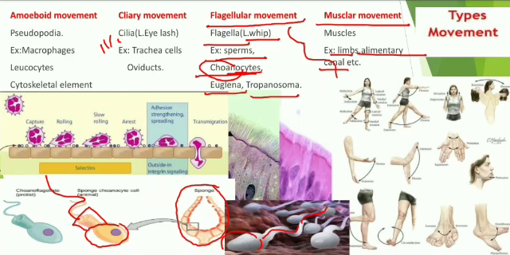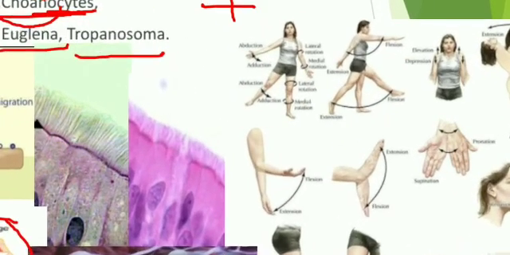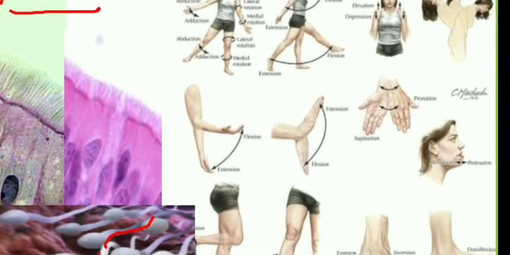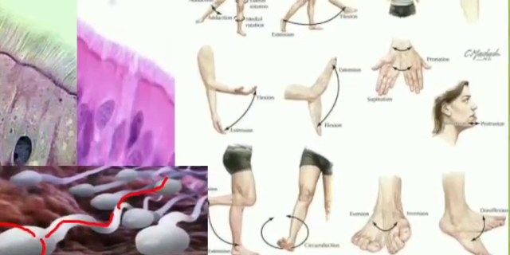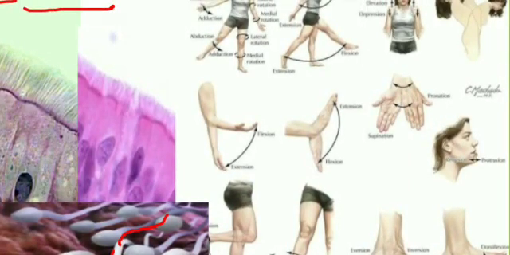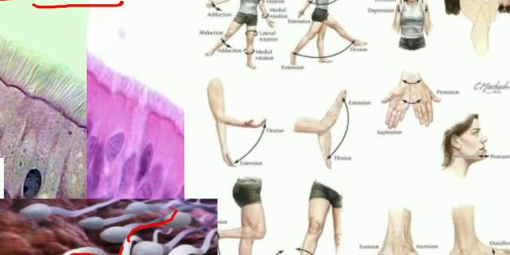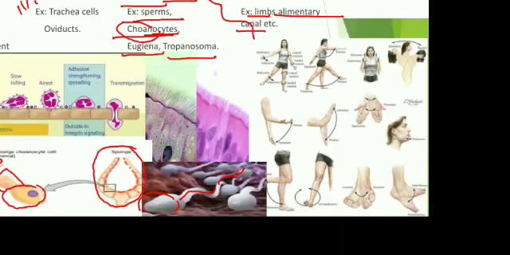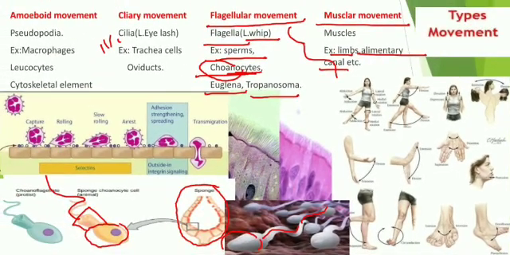Just have a look at this diagram. These people are doing different kinds of exercise, and they are moving the body parts. That's why this is just a movement, it is not a locomotion. And this is about types of movement in the case of various animals as well as human beings.